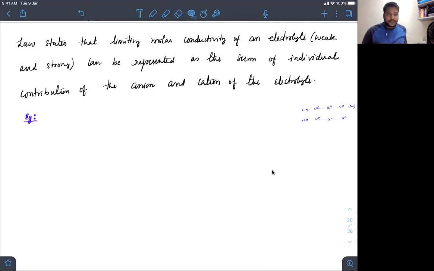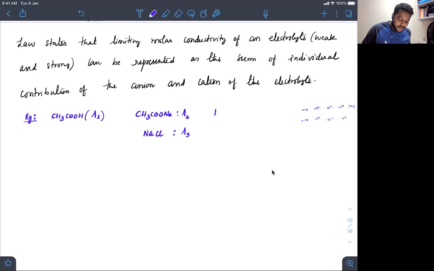राइट. एक एग्जांपल देके बताता हूँ तो इजी लगेगा आपको. सपोज इफ यू वांट टू कैलकुलेट CH3COOH, इसका लैम्डा वैल्यू कैलकुलेट करना है. आई राइट दैट एज लैम्डा 1. एंड हमको क्या क्या डेटा गिवन है. CH3CONa, इसका वैल्यू गिवन है लैम्डा 2, और NaCl का वैल्यू गिवन है लैम्डा 3, और HCl का वैल्यू गिवन है lambda 4.